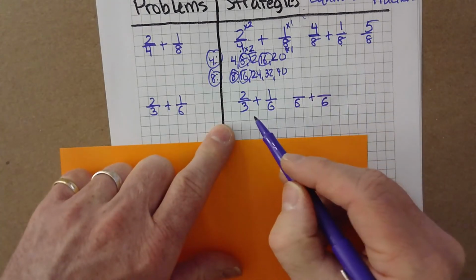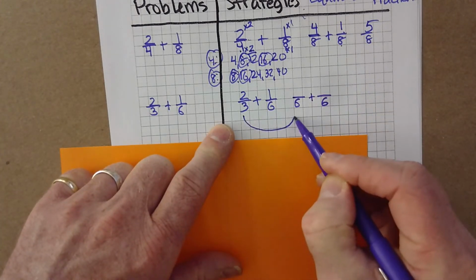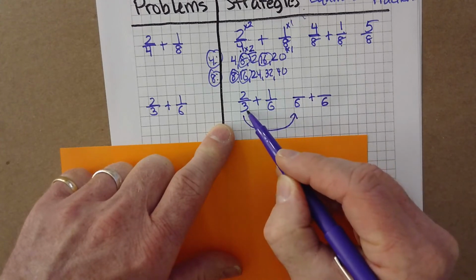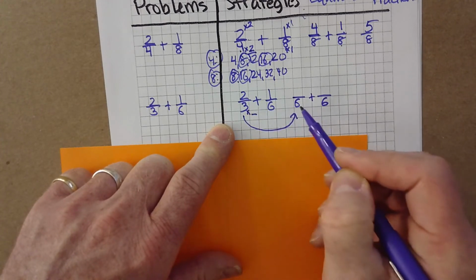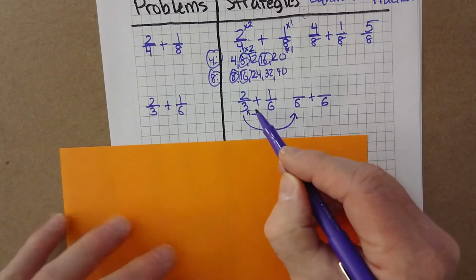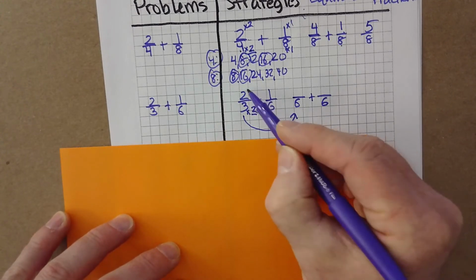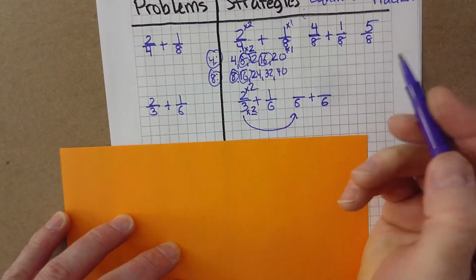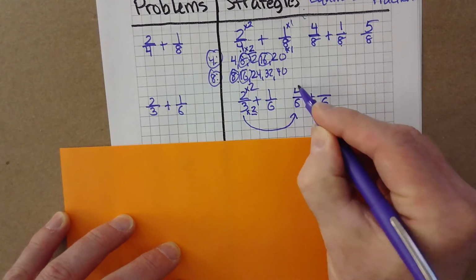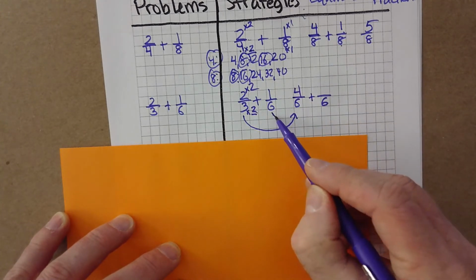Now we have to convert. 2/3 equals how many sixths? So ask yourself, 3 times what gives you 6? 2. And if we do it on the bottom, we do it on the top. 2 times 2 is? 4. And then this one just becomes what?